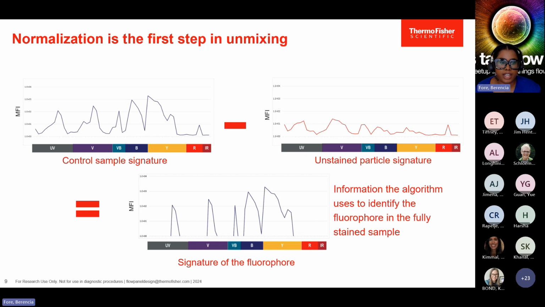I want to reiterate that it's not that beads or cells are better than the other for the particle type you're using for your unmixing. It's just that if you're going to use one or the other, you have to make sure that the unstained is matching. You have to keep your controls consistent in that way.